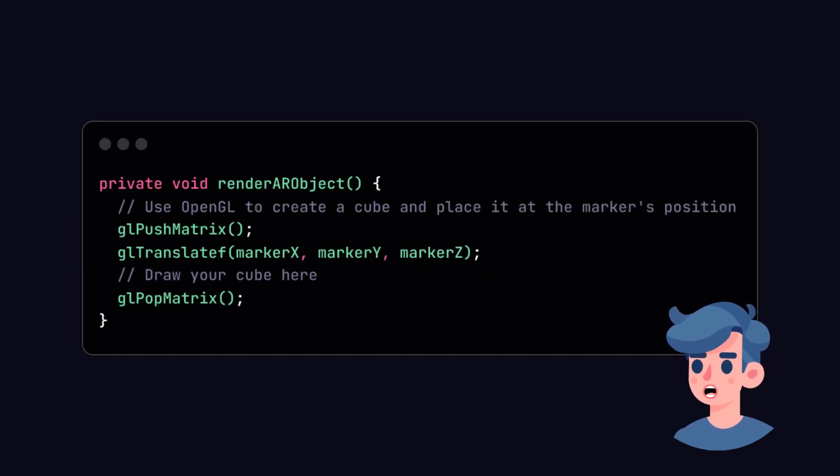Let's create a method to render a simple 3D object when our marker is detected. In this case, we will use a simple cube. This involves more OpenGL programming, which we'll need to flesh out in our renderAObject method.